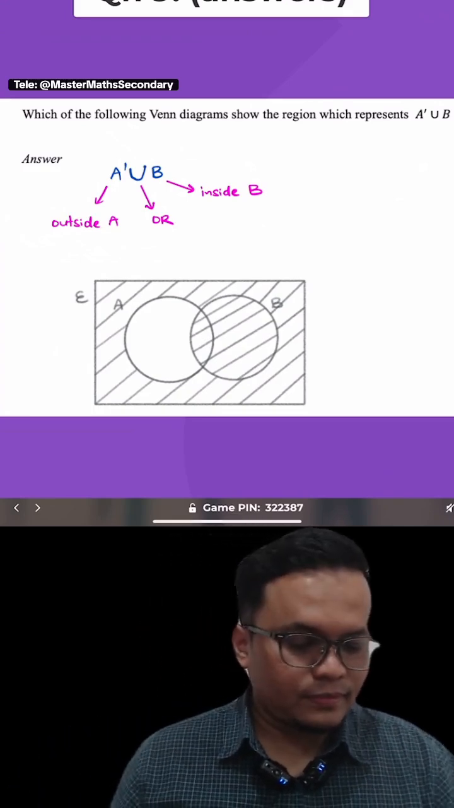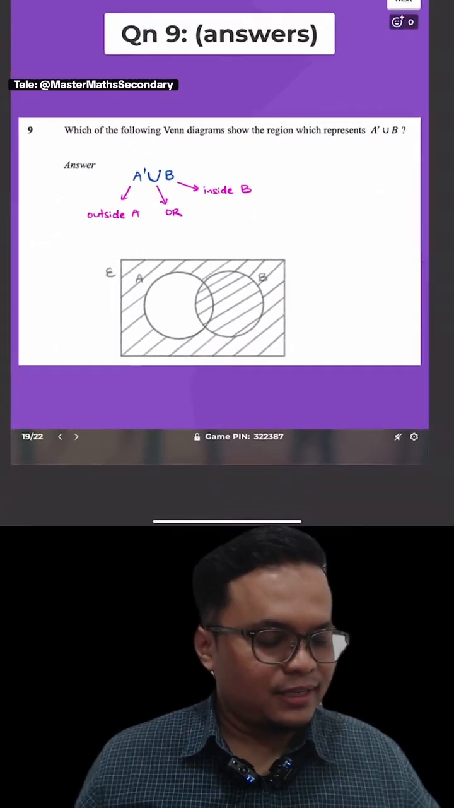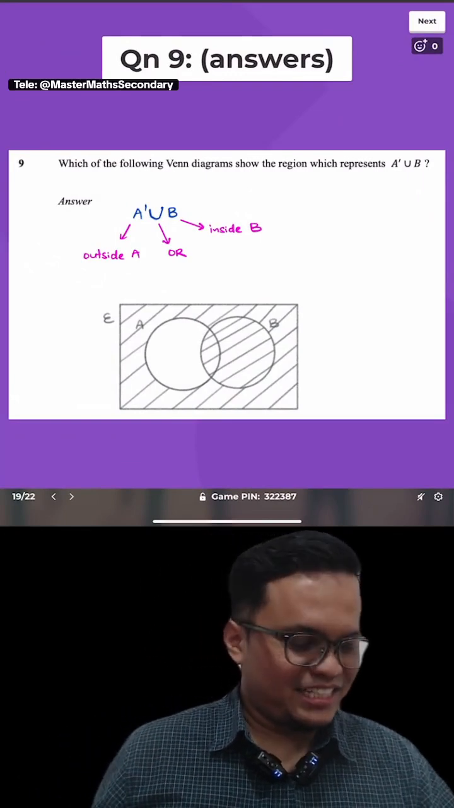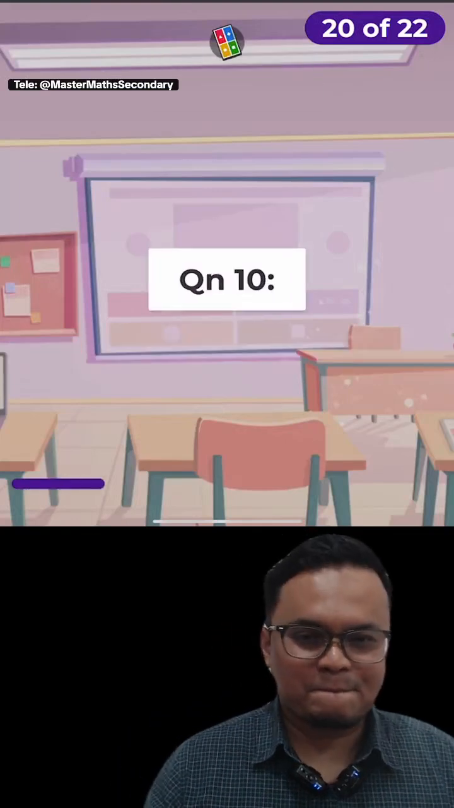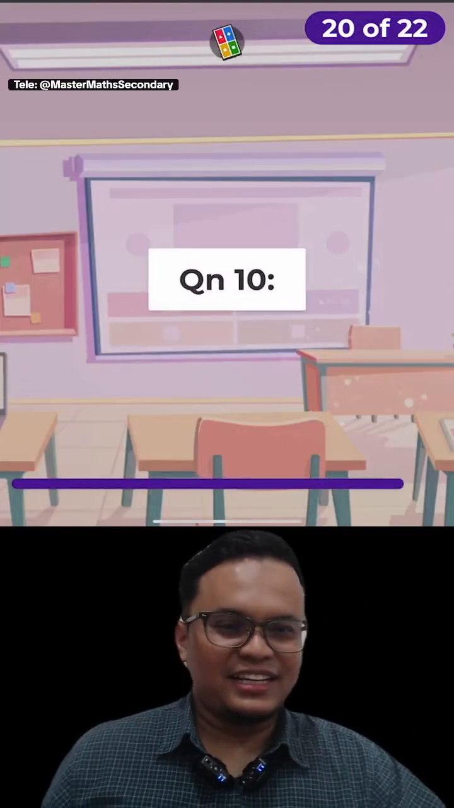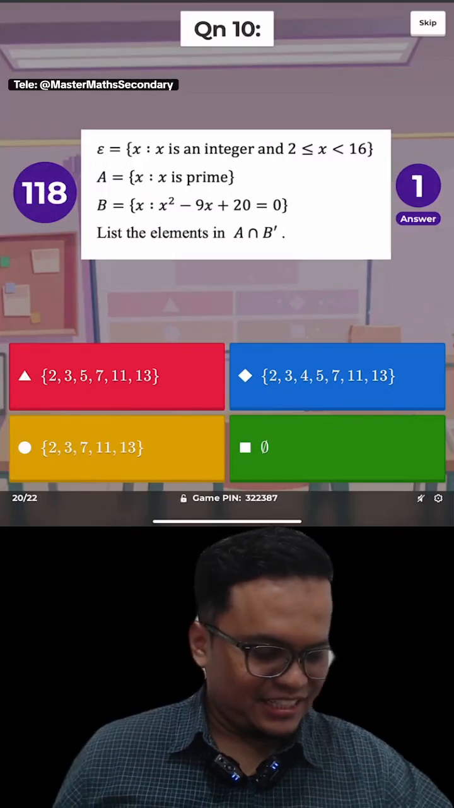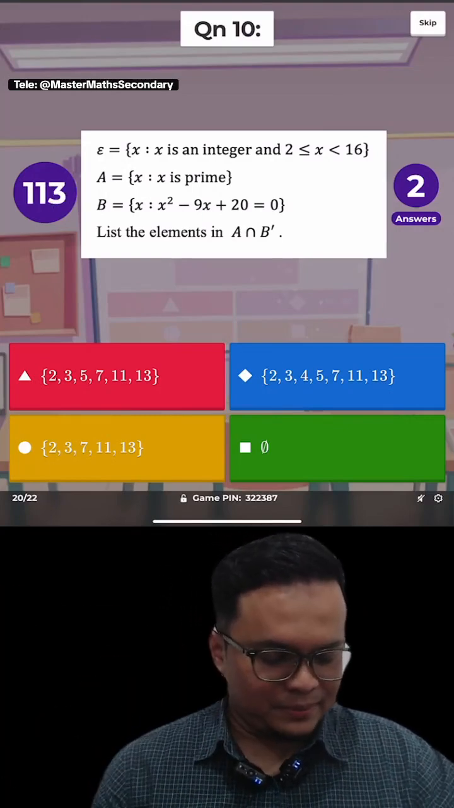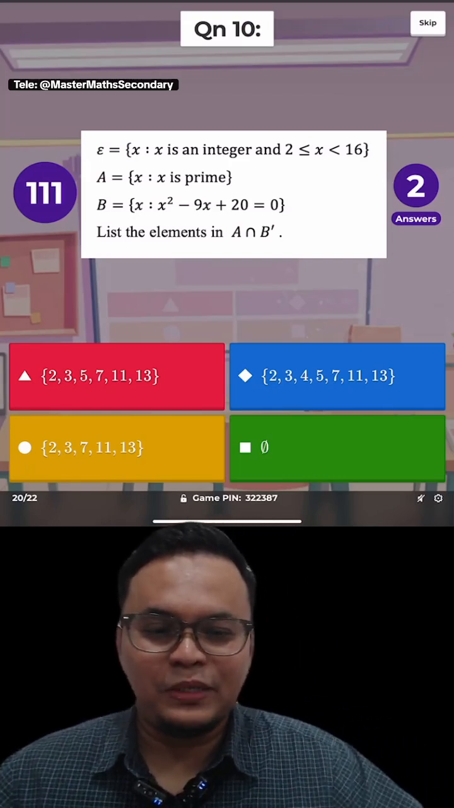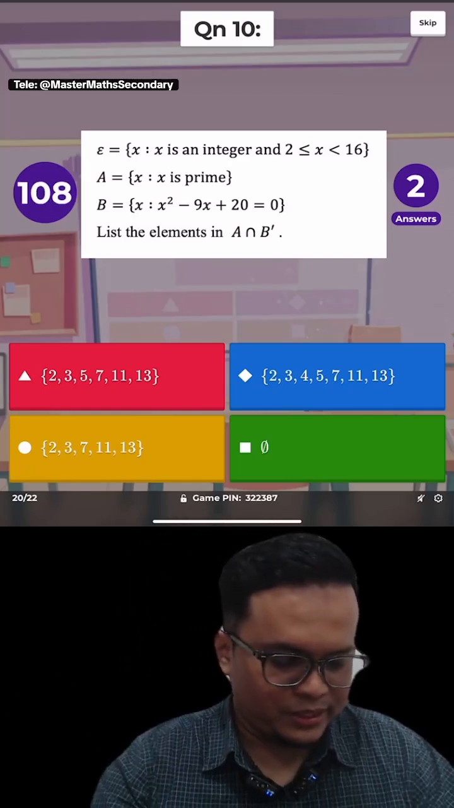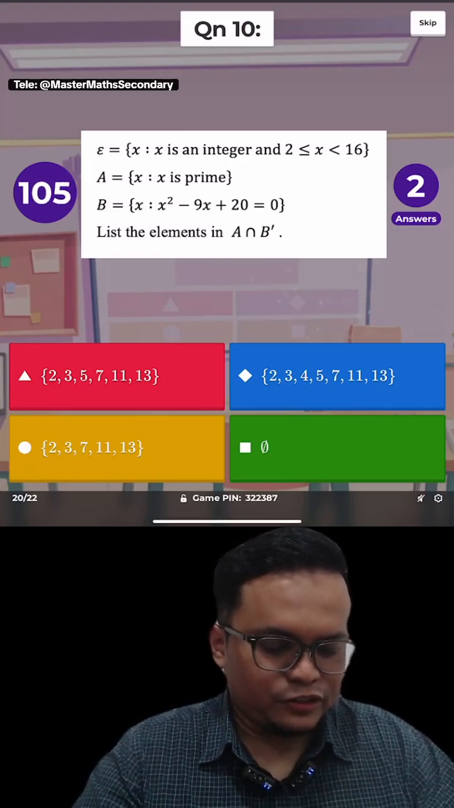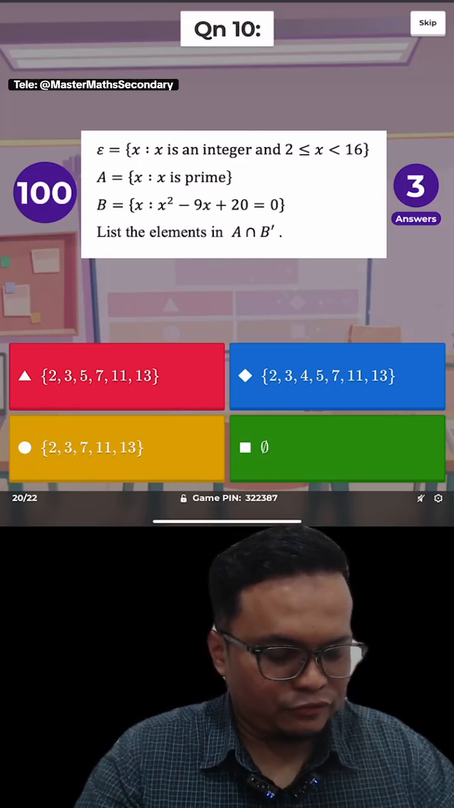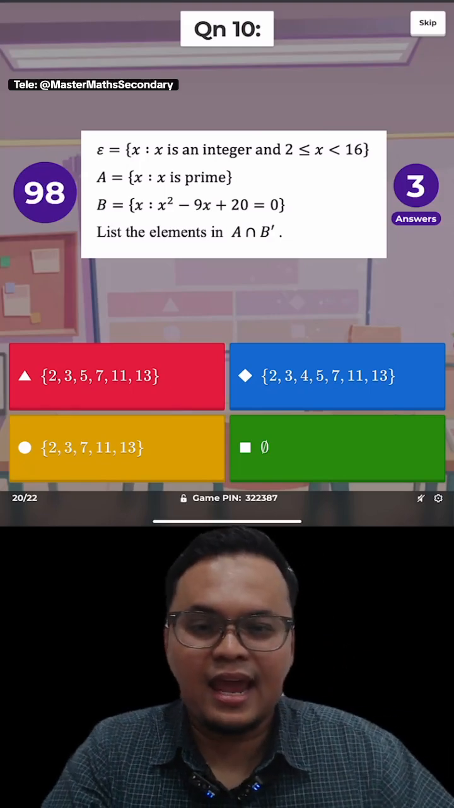Ready for the last question? Last set notation question. Question number 10. For this one, you have to solve the equation in part B. For set B, you have to do some solving of quadratic equations. Of course, you also have to list down the elements of A. From there, you have to figure out what are the elements inside A and outside of B.